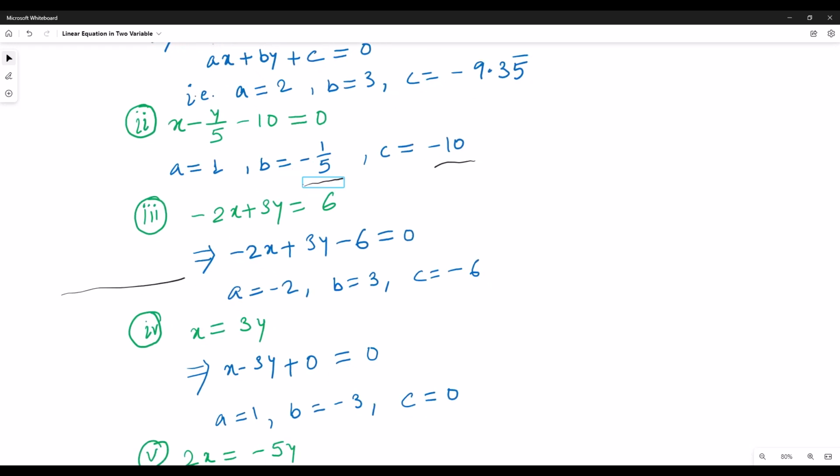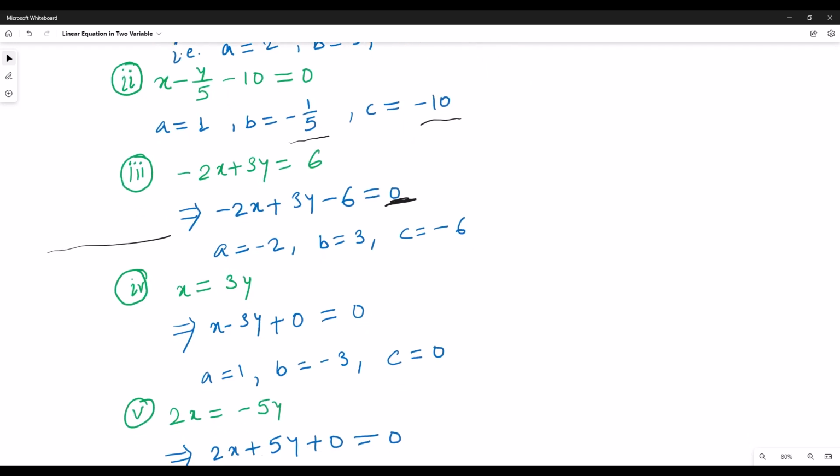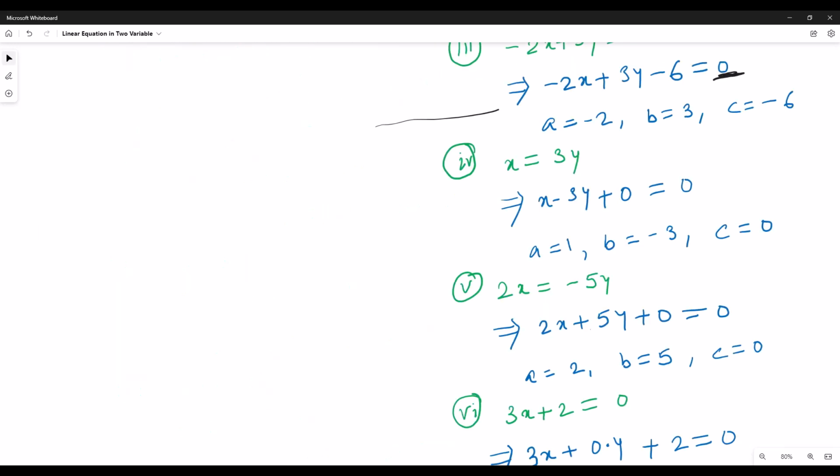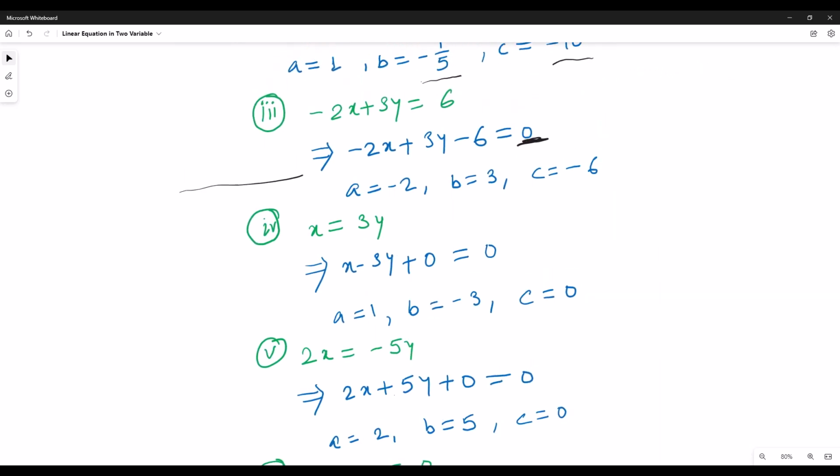You have to write it in the form of ax plus by plus c. So on the right hand side, it has to be 0. You have to always write on the right hand side 0. So you have to take everything on the left hand side. So that is how we write it. And a is minus 2, b is 3, and c is minus 6.